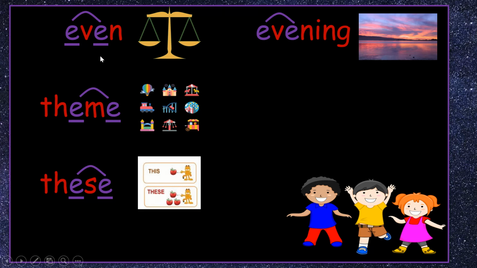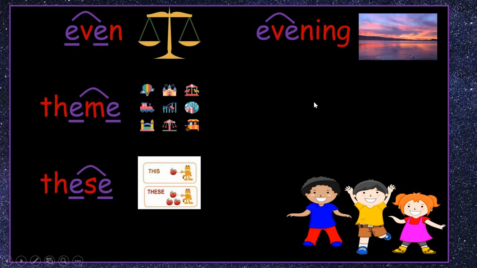Even. Good. Now the second word here is theme. Theme. Theme. Theme. Good job. Now the third word here is these. These. These. Good. Now the last word here is evening.